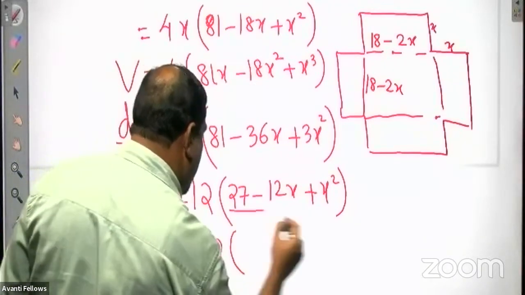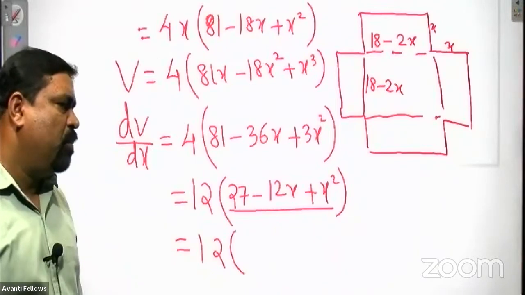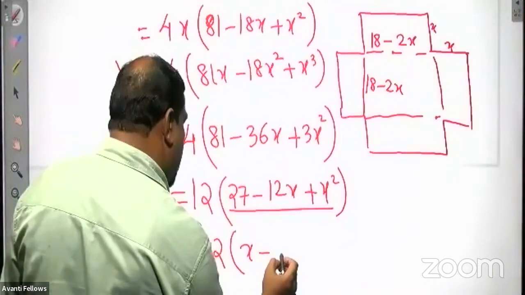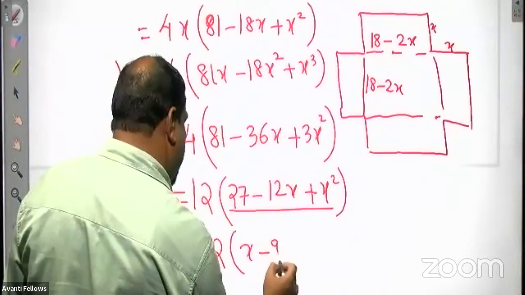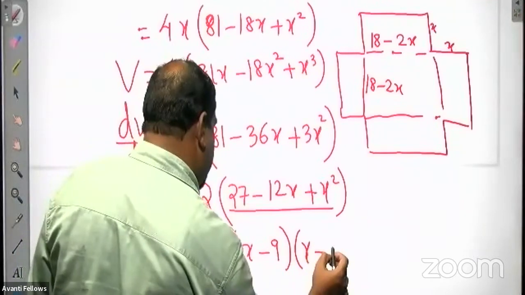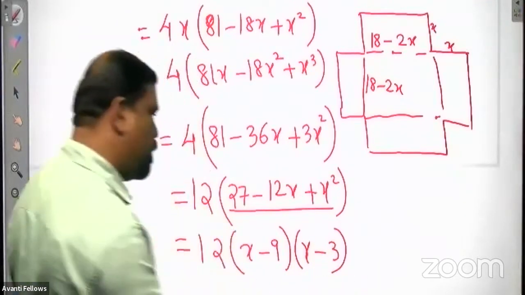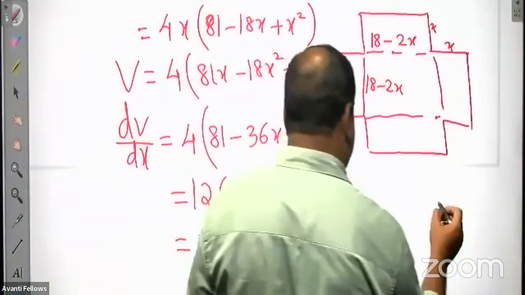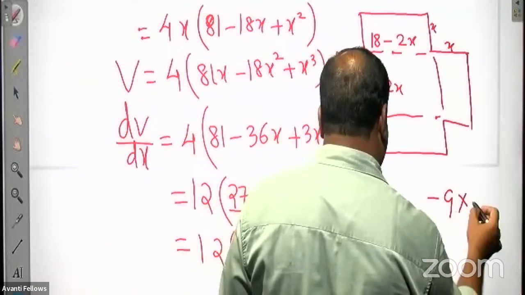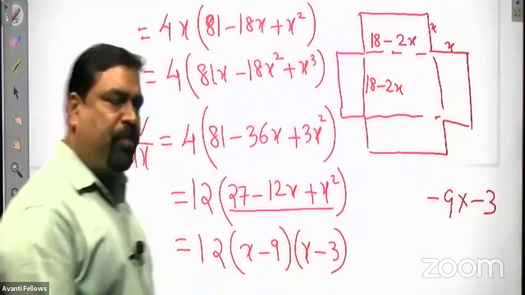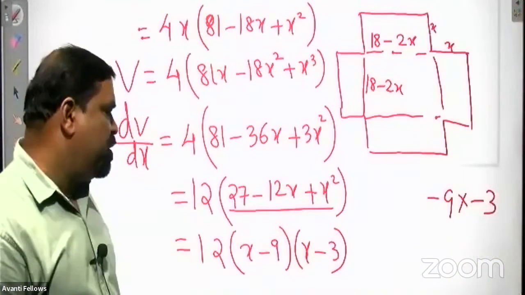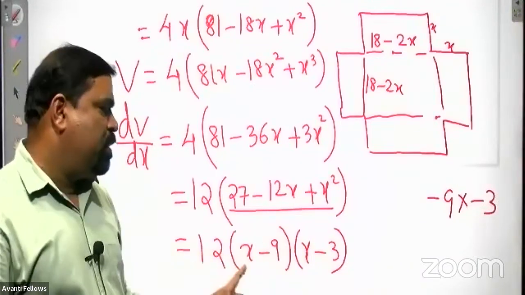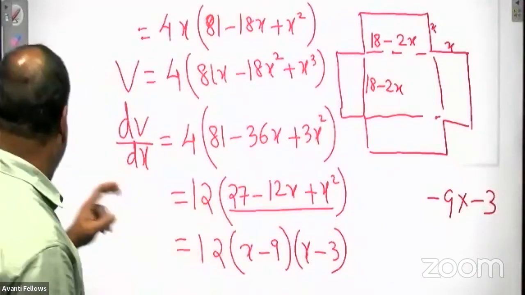So anyway, this is equal to 12 into, it can be factorized, okay? This is a quadratic polynomial, x square minus 12x plus 27. How can it be factorized? x minus 9 into x minus 3. Is it correct? The product must be 27 and sum is minus 12. That means the two numbers are minus 9 and minus 3. Minus 9 into minus 3 is 27. Minus 9 plus minus 3 is minus 12. So very clearly, x minus 9 into x minus 3. Okay, this is our dV by dx.